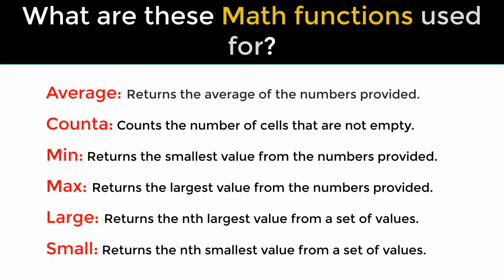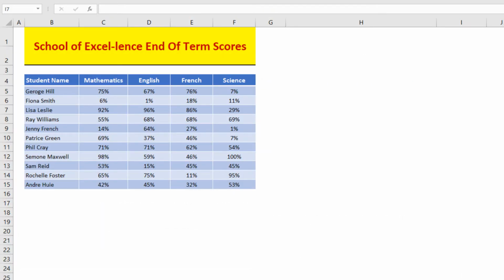We're going to be looking at a few examples of how these functions are actually used. We have a table prepared ahead of time showing the name of some students and their end-of-term scores for mathematics, English, French, and science. Now let us look at how we can use these basic math functions to provide some meaningful information. We have prepared an exercise to show an example of how each of these functions are used.